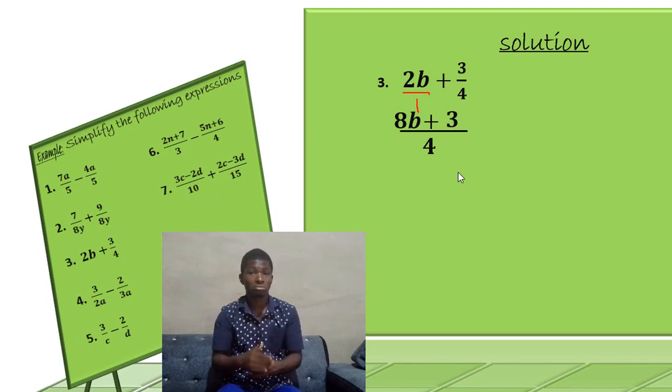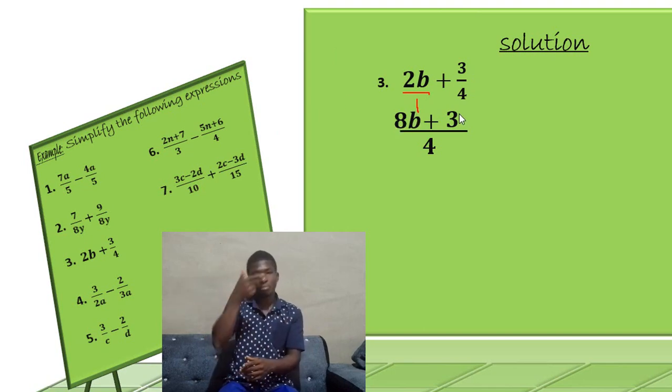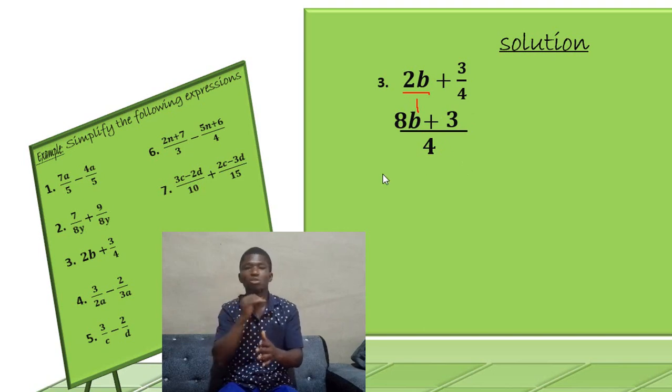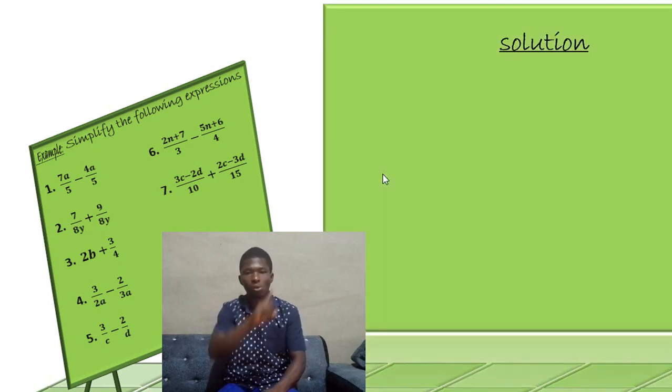Is there any further simplification we can do? None, because this is 8b, this is 3. You can add, and there is no common factor here. So that is our answer.